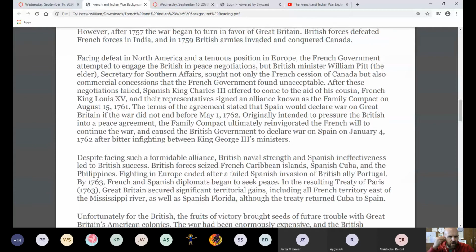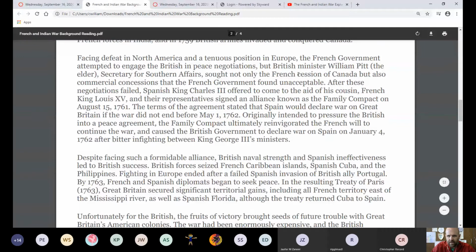Facing defeat in North America and a tenuous position in Europe, the French government attempted to engage the British in peace negotiations, but British Prime Minister William Pitt, Secretary for Southern Affairs, sought not only the French cession of Canada — cession means they want Canada to be given to them by the French — but also commercial concessions that the French government found unacceptable.